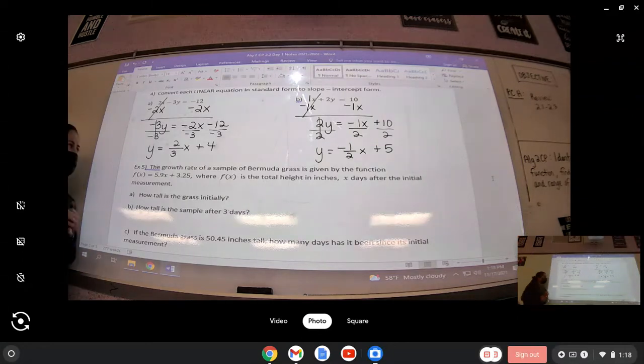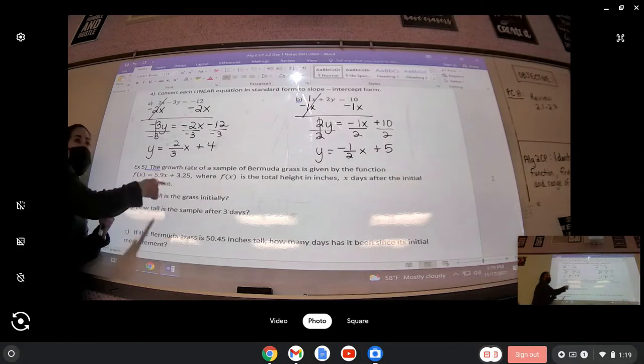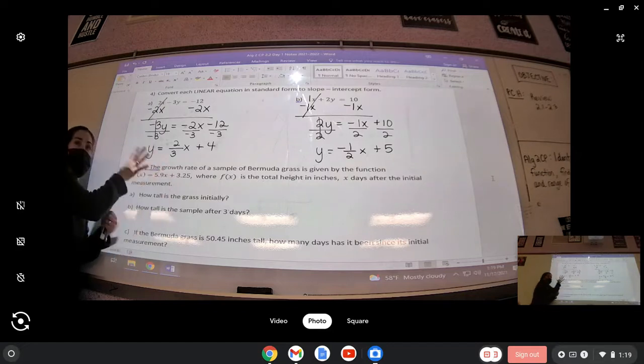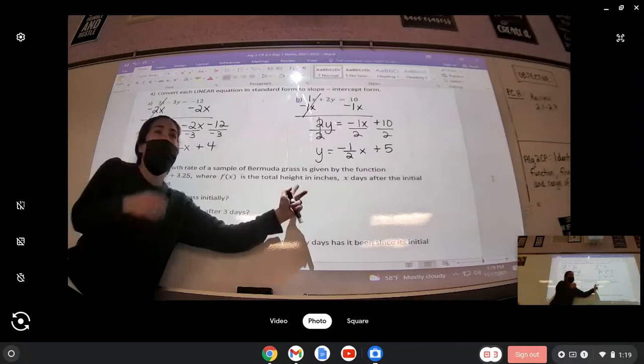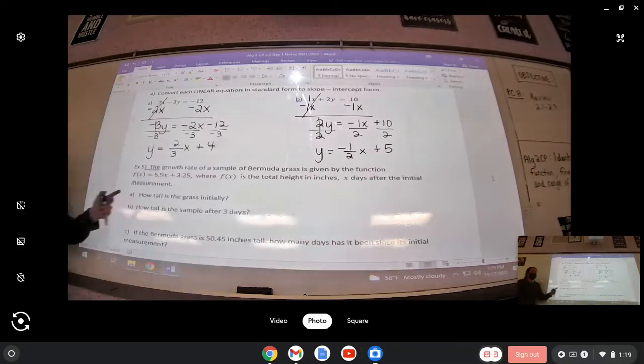All right, so look at this one. This one says the growth rate of a sample of Bermuda grass is given by this function. So they're measuring Bermuda grass. It's a type of grass. F of x equals 5.9x plus 3.25, right? Y equals mx plus b, a nice linear function, where f of x is the total height in inches, x days after the initial measurement.